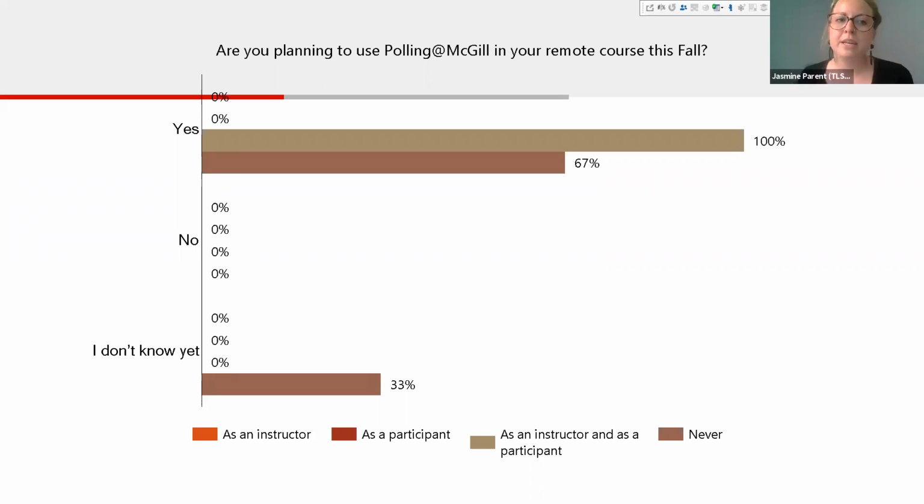Yeah, thanks. It seems like an advanced feature rather than a just-getting-started feature, but it's actually not very difficult to set up. We just want to give you an idea of what's possible when using Polling at McGill.